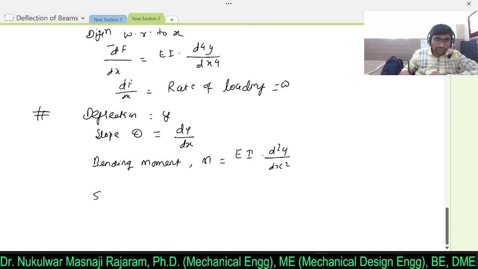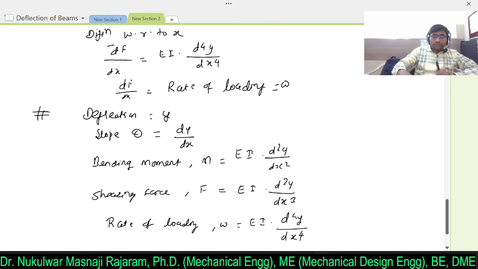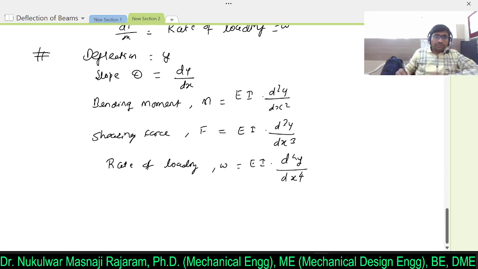Next is shearing force F equal to EI into d cube y divided by dx cube. And next is rate of loading, that is w. Here you can write EI into d raised to 4 y divided by dx raised to 4. Simple. So the above equations give the relation between the deflection, slope and bending moment. Here we also have the equations for shearing force as well as rate of loading.